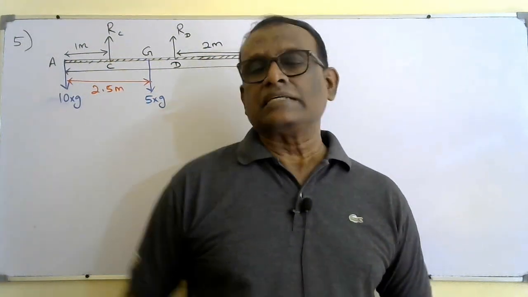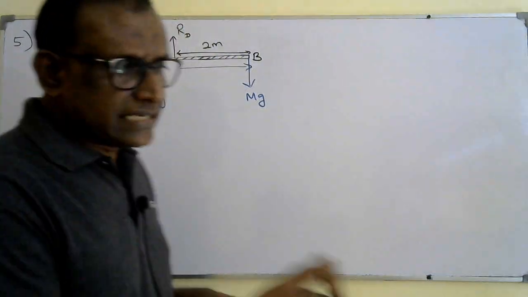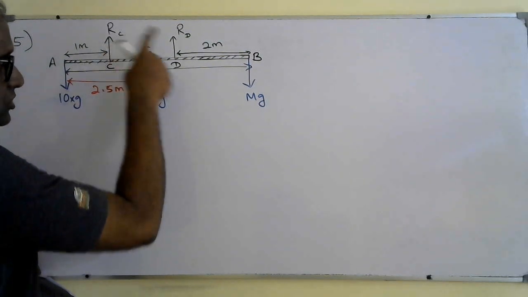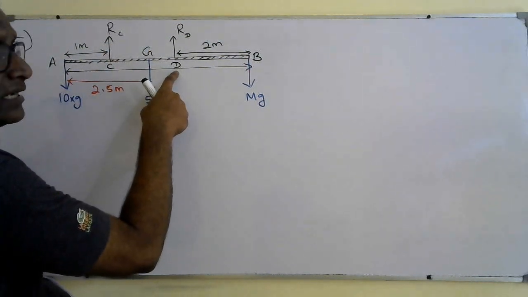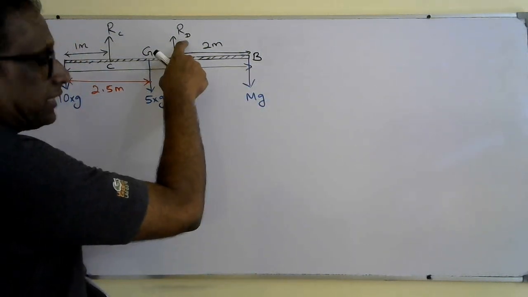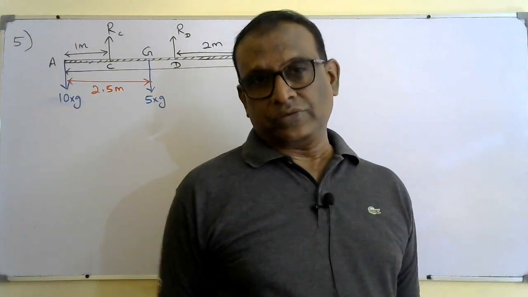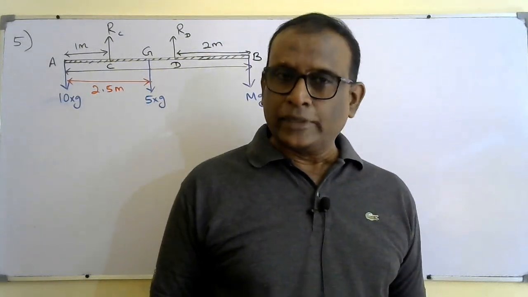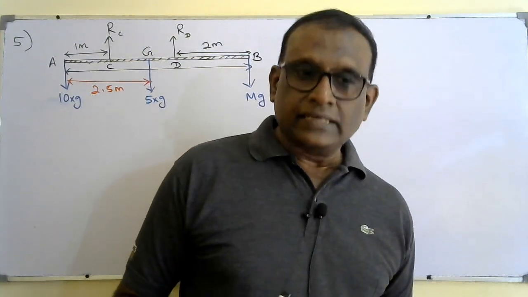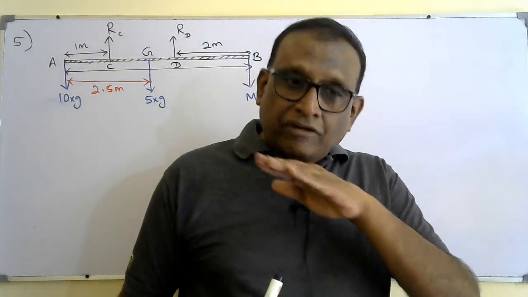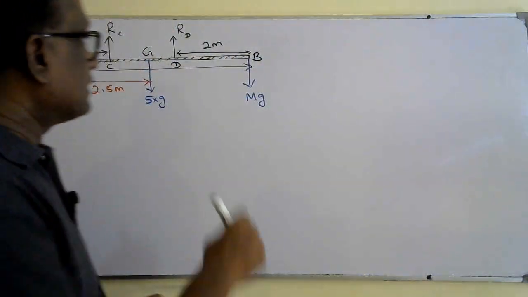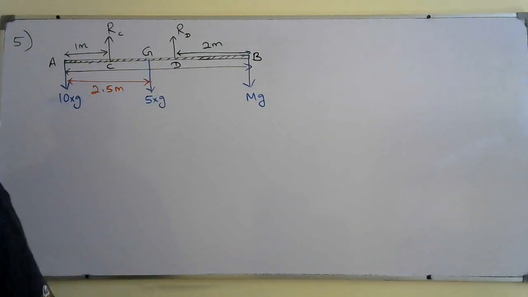But to avoid the simultaneous equation, it's a technique, I'm going to take moment about D. The advantage is they ask you to find the RC. So if I take moment about D, the perpendicular distance from D to D is 0. So in my equation, RD won't come in. I can take moment about any point, but I'm going to take about D to eliminate RD, the normal reaction from D. Okay, take moment about D.